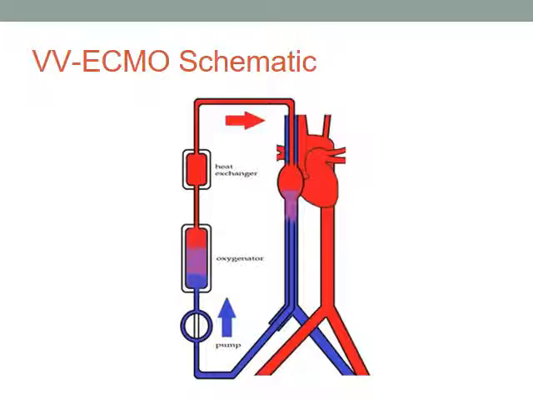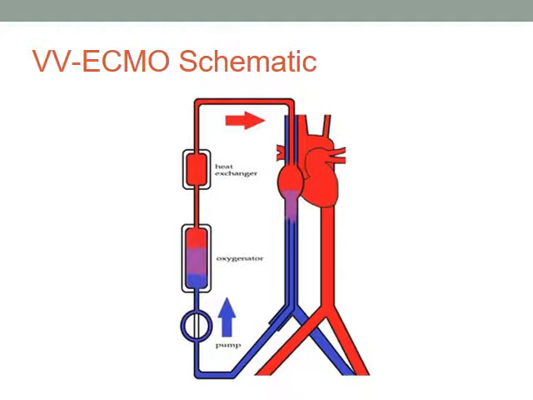So right off the bat, we're never going to get 100% SATs routinely in VV ECMO land, because there's always going to be some blood that mixes in with our ECMO circuit blood that did not go through the circuit. And that mixing is going to lower our SATs. Just going to happen. You can have 100% SAT coming out of the oxygenator, but you're not going to get 100% SAT on the left side of the patient.